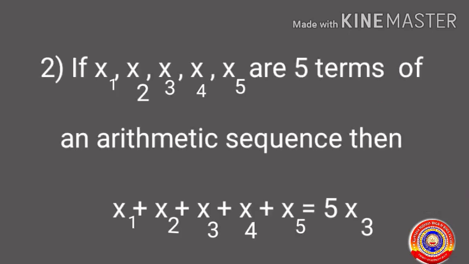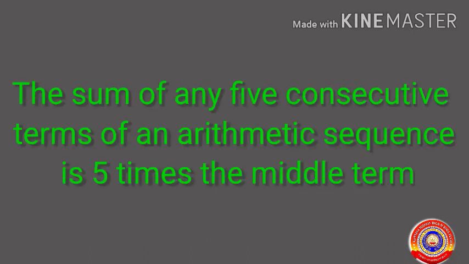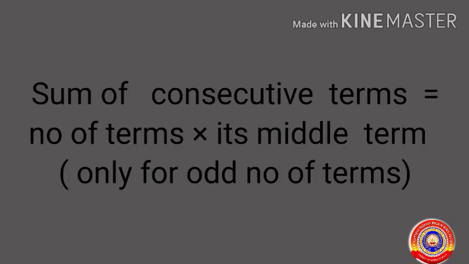In the similar way, if x1, x2, x3, x4, x5 are 5 terms of an arithmetic sequence, then x1 plus x2 plus x3 plus x4 plus x5 equal to 5x3. In short, the sum of any 5 consecutive terms of an arithmetic sequence is 5 times the middle term. So we can conclude that if an odd number of terms like 3, 5, 7 is given, then the sum of terms is equal to the number of terms into its middle term.